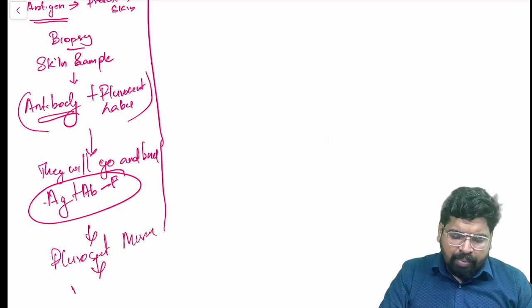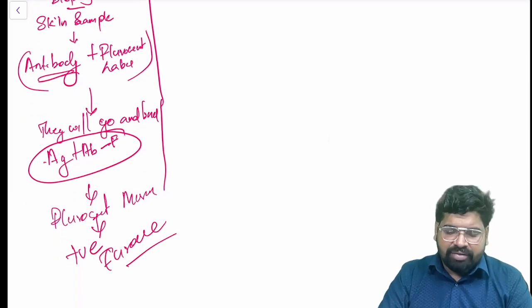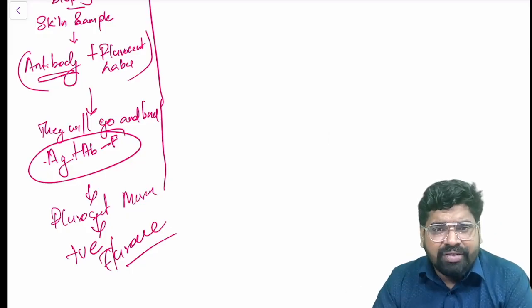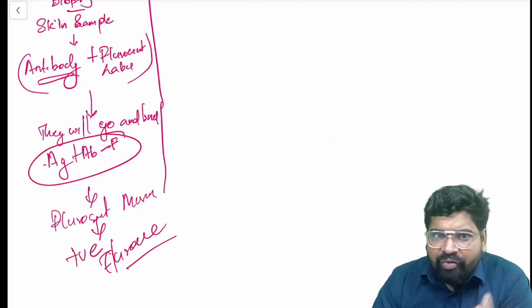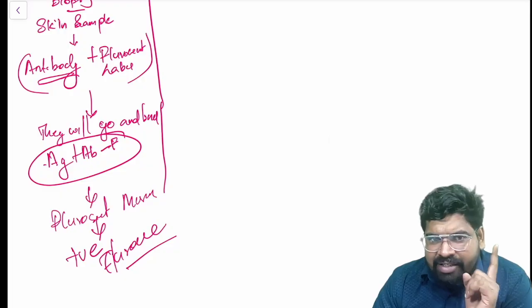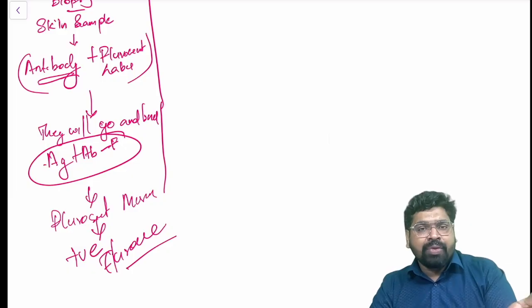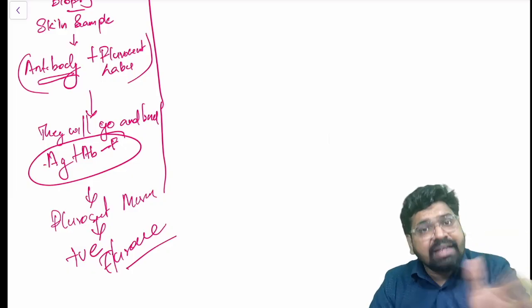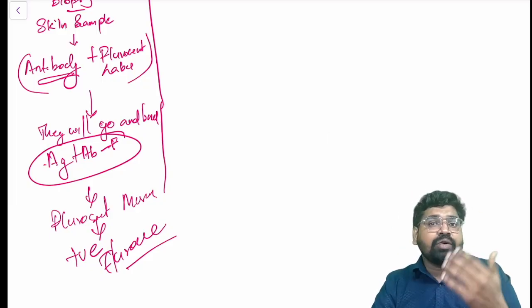It will give a positive fluorescence. What do you mean by this fluorescence? That yes, that antigen is there, that's why our antibody worked. So this patient has this disease. This is called direct immunofluorescence. We are directly doing it on the skin of the patient. If you are doing it directly on the skin of the patient, it is called direct immunofluorescence.